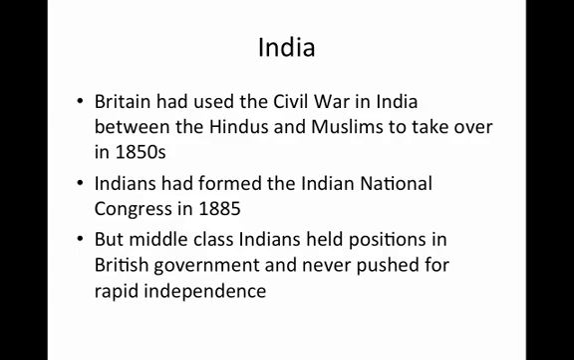In India, in the 1850s, the British had used a civil war to take over India when the Hindus and the Muslims were fighting each other. The Indians had formed the Indian National Congress in 1885 to demand independence. But most people in the Indian National Congress were middle-class Indians who held positions in the British government, and they never really pushed for rapid independence, fearing they would lose their positions of wealth and status.